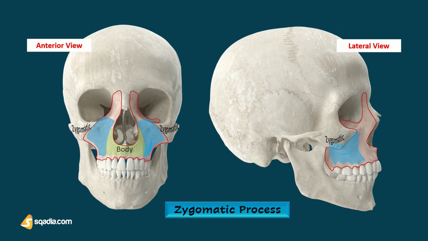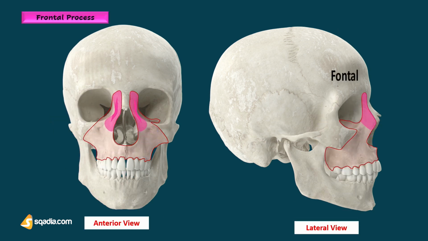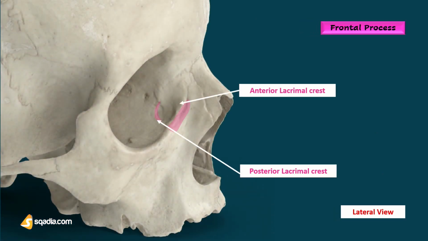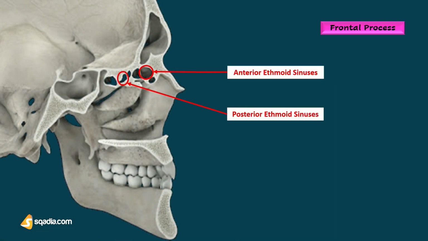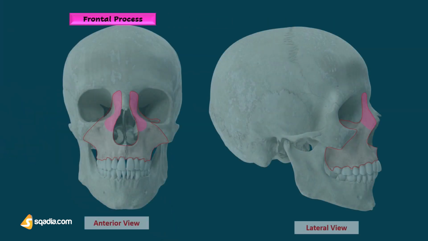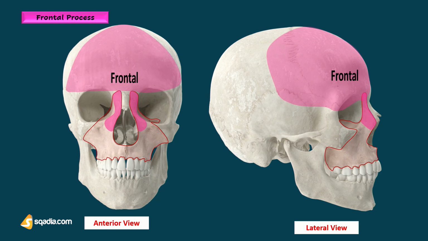Next, we have the frontal process. On the lateral surface, there is a vertical ridge, which is the lacrimal crest, and a groove for the lacrimal sac. The medial surface is rough and uneven and articulates with the ethmoid and also closes the anterior ethmoidal sinus below the ethmoidal crest. The upper end articulates with the frontal bone, the anterior border articulates with the nasal bone, and the posterior border attaches with the lacrimal bone.